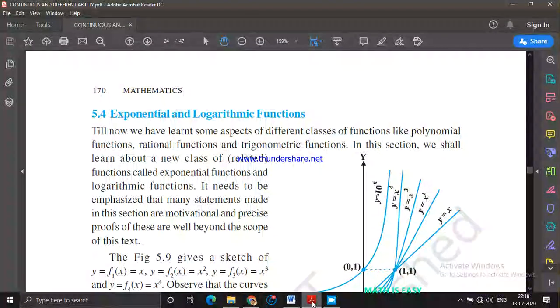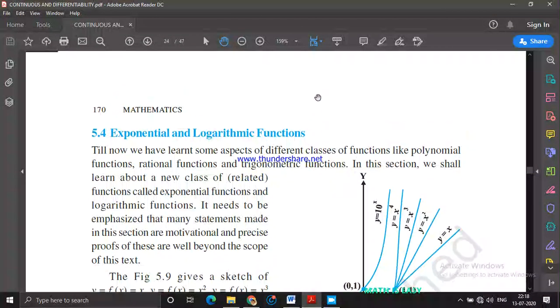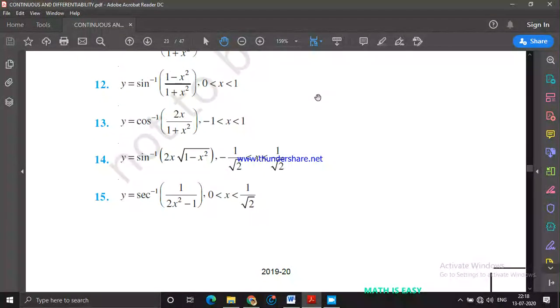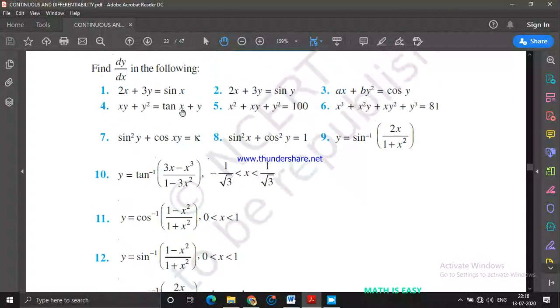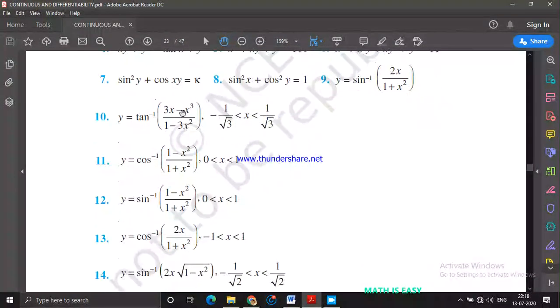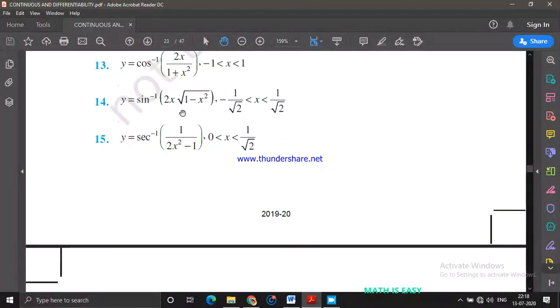So in last class we discussed the polynomial function, rational function and trigonometric functions, how to derive them, how to check their continuity and all. Like inverse of the trigonometric functions, we discussed how to derive them, how to find dy by dx for such examples and so on, right?